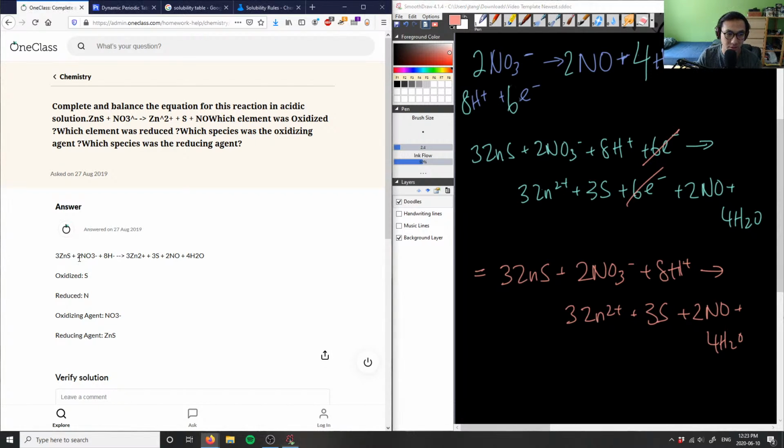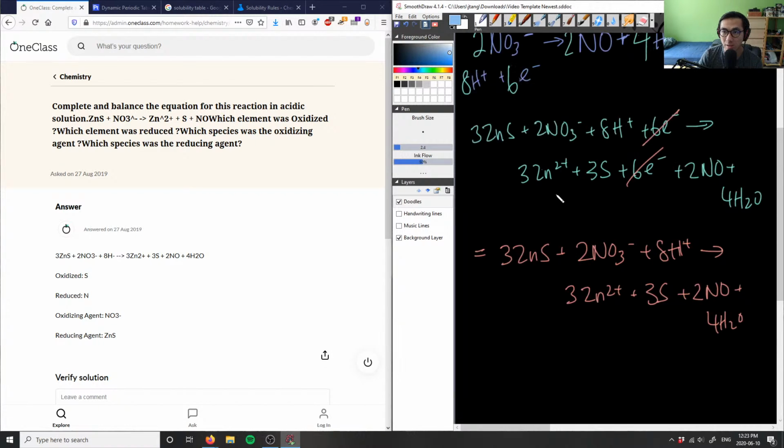As you can see, this equation is correct because we have 3ZnS, 2NO3-, 8H+, 3Zn2+, 3 S's, 2 NO's, and 4 H2O's. So this balancing is correct, which is great. Now we have to point out which element was oxidized and which element was reduced. So let's look at our rules here.